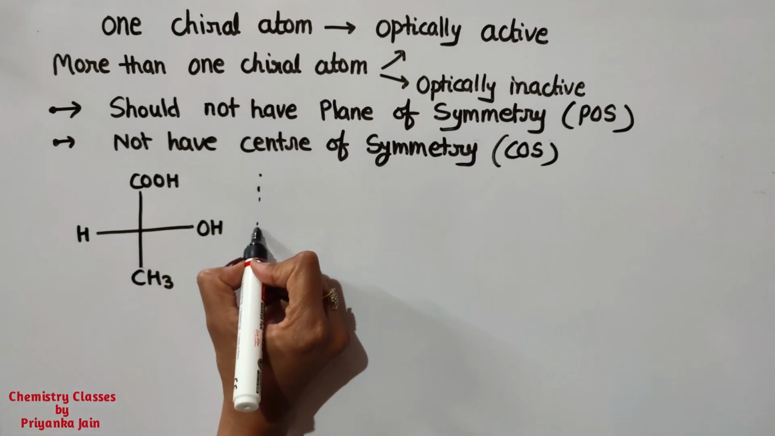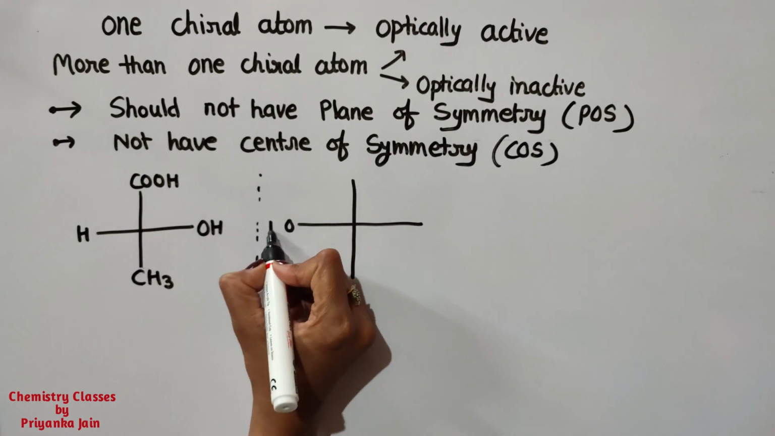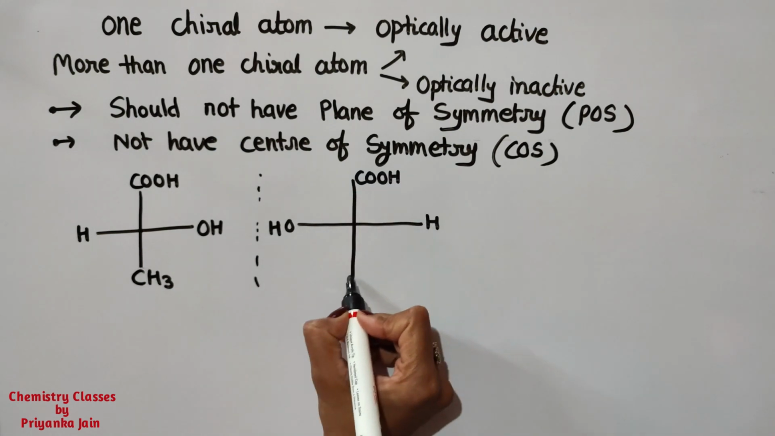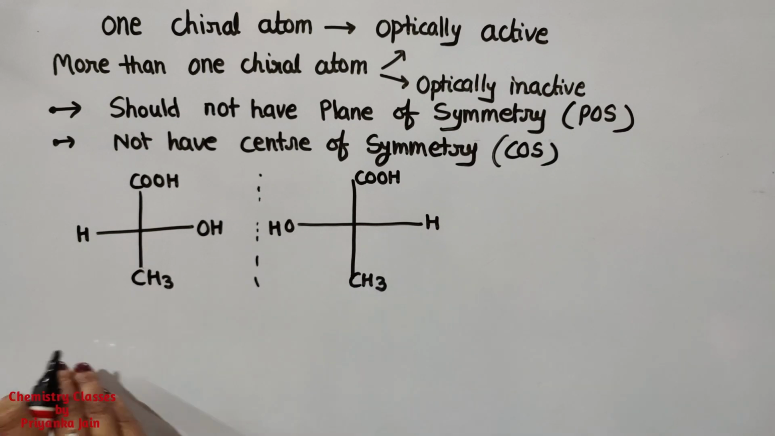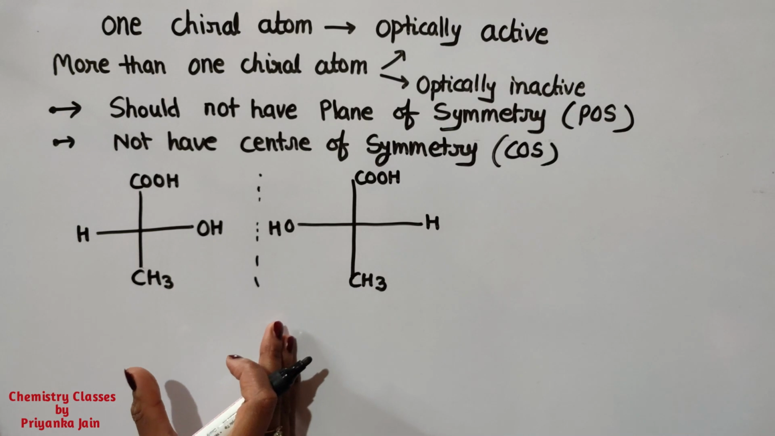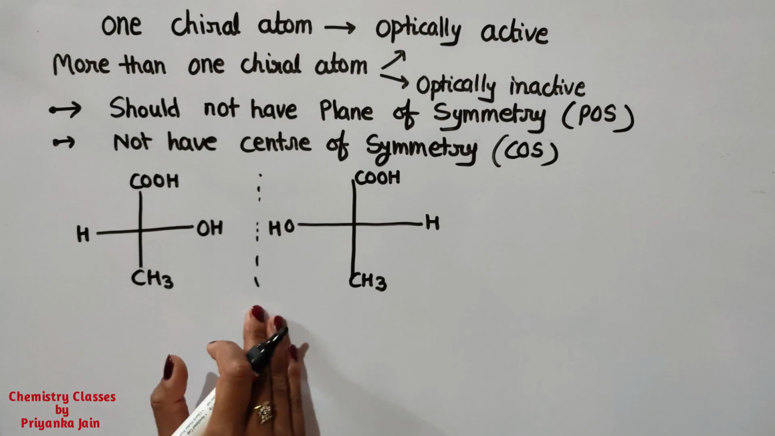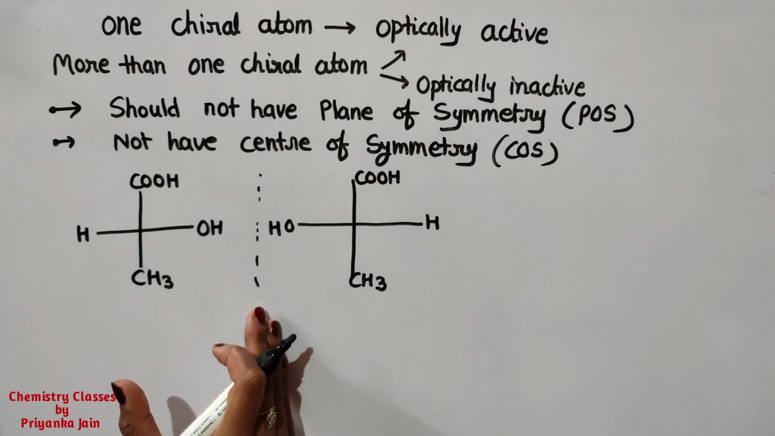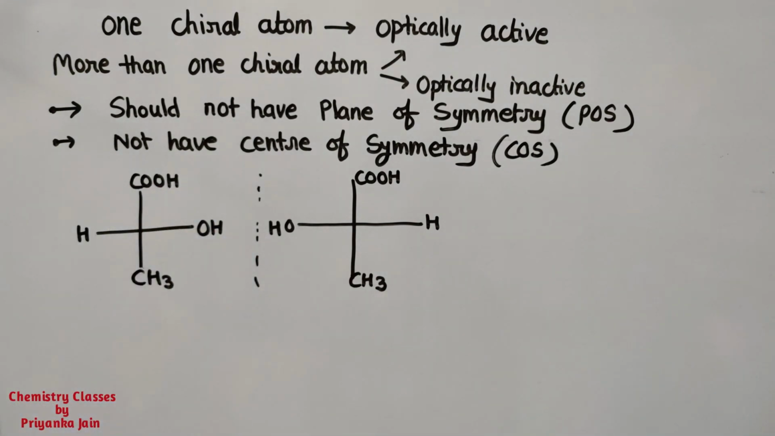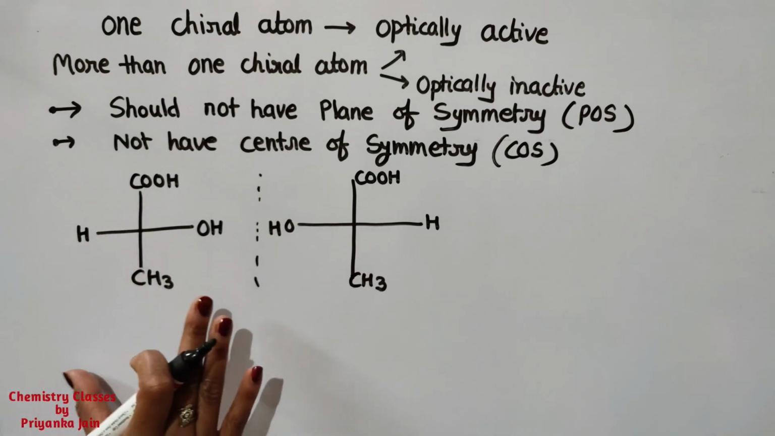Now suppose we have been given another molecule in this manner. And we are asked whether they are homomers or enantiomers. Homomers means identical molecules, and enantiomers means they are non-superimposable mirror images of each other. Okay, so for this what do you have to do? You just have to rotate this molecule. Firstly, you can see there is no plane of symmetry. Okay, so it is a perfectly optically active molecule.